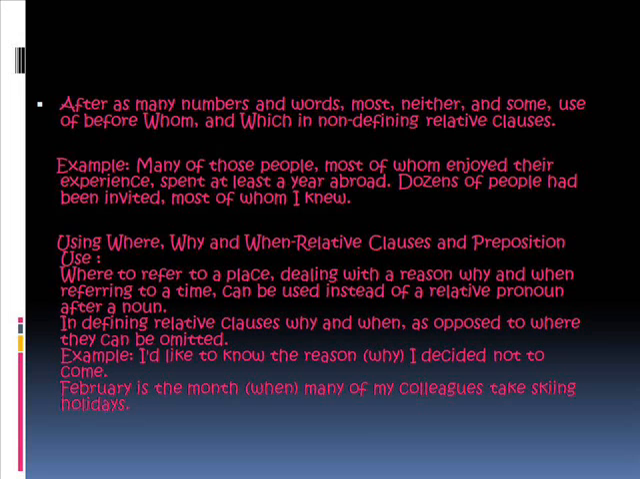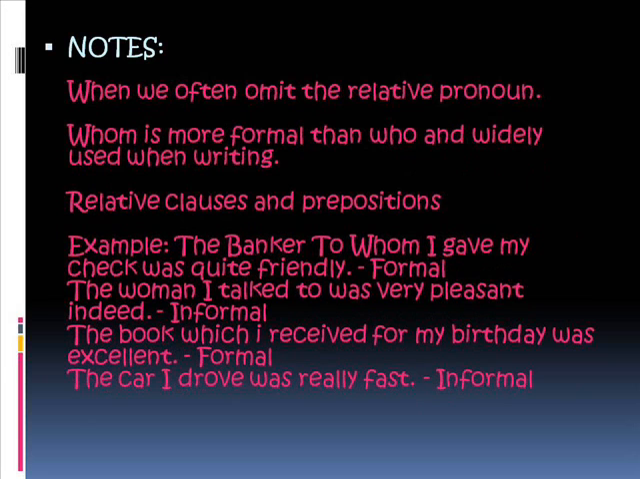Use of where, why, and when in relative clauses and prepositions. Where refers to a place, why to a reason, and when to a time, and they can be used instead of a relative pronoun after a noun. In defining relative clauses, why and when, as opposed to where, can be omitted. Example: I would like to know the reason why I decided not to come. February is the month when many of my colleagues take their holidays. Note: whom is more formal than who and is rarely used when writing.